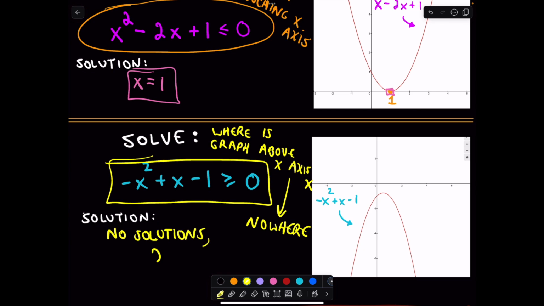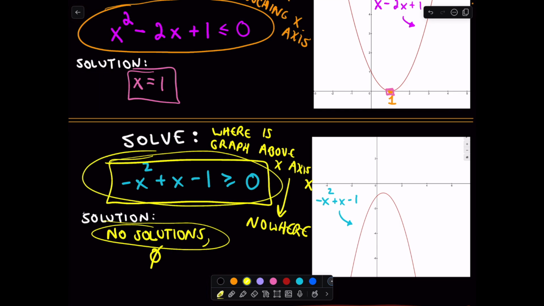You could give the empty set. That would be another way to do it. Typically in an algebra or pre-calculus or calculus class, if they said solve this inequality, I would just simply say there's no real solutions. No solutions that work, and that should be satisfactory.